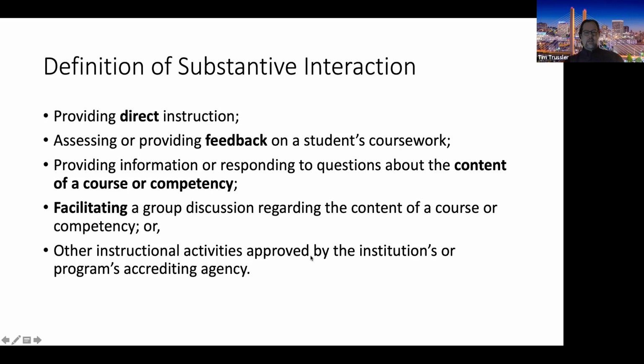Okay. And then the last one we're going to skip, and that is other instructional activities approved by the institution's or program's accrediting agency. That would be if NWCCU decided to say, here's something that we're going to count and we're going to make this very explicit. Okay.